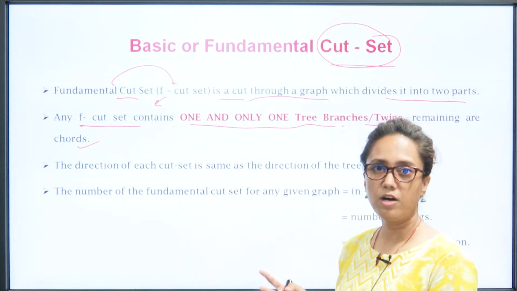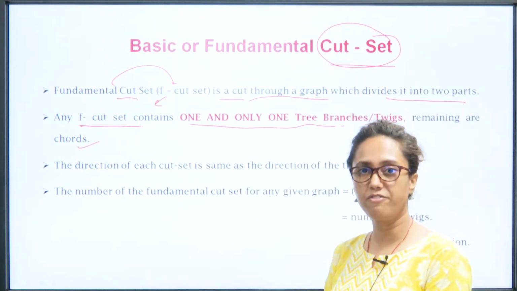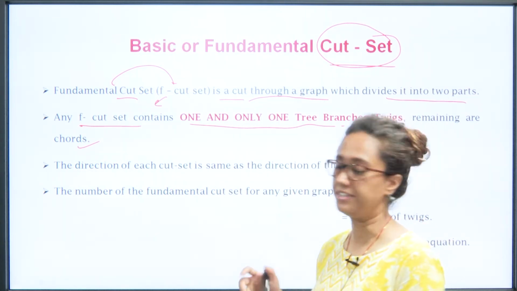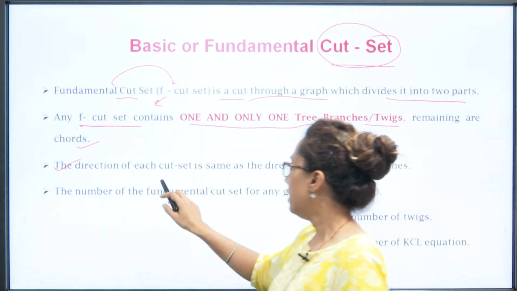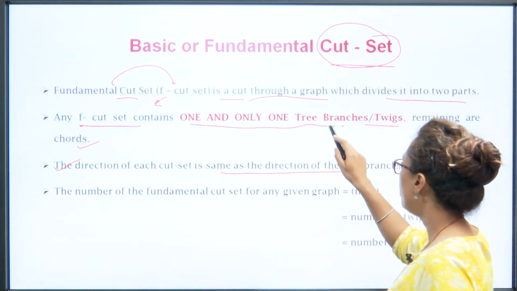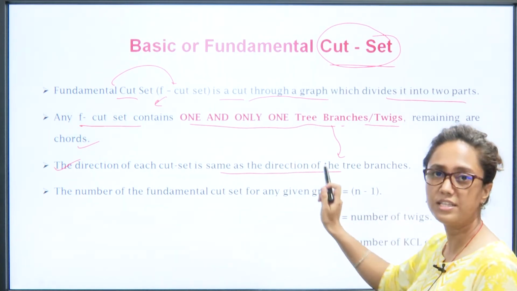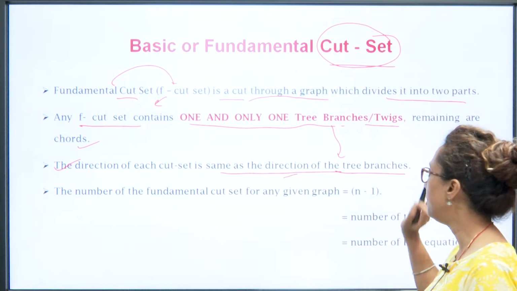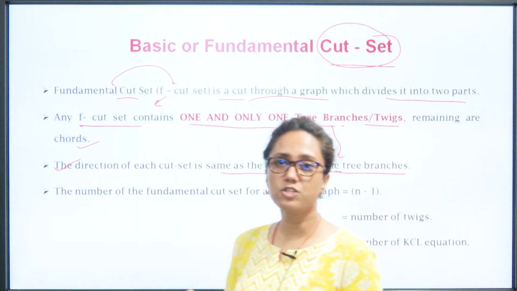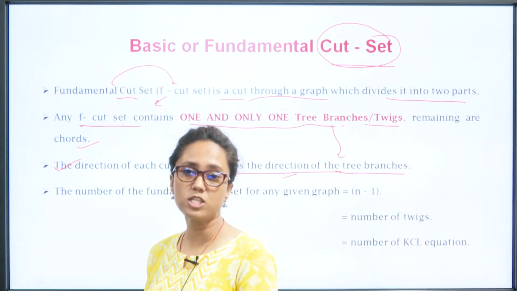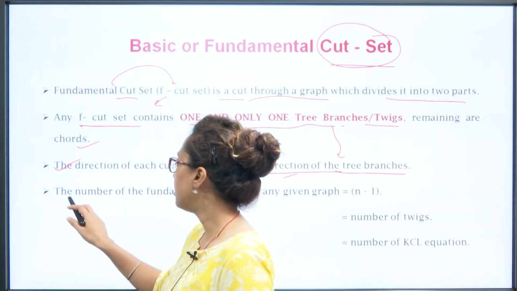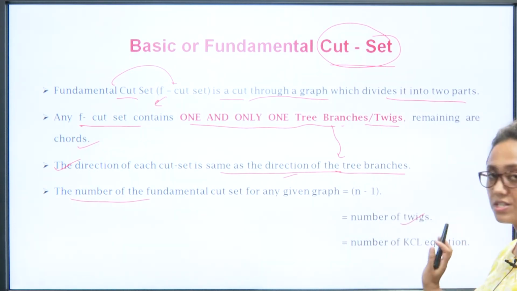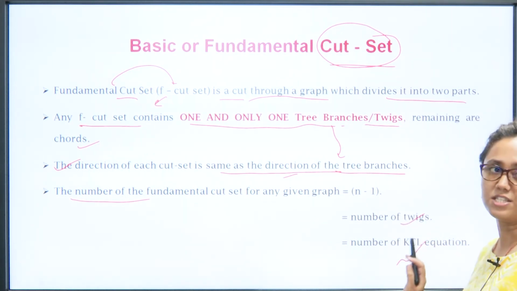So it is just the opposite of the fundamental loops. The previous one contained only one chord, and here it contains only one tree branch. Now the direction of each cut set is the same as the direction of the tree branch it contains, that will be the direction of your fundamental cut sets, right. For the previous one, the number of fundamental loops was b minus n minus 1. Now here the number of fundamental cut sets is n minus 1, which is equal to the number of twigs and also equal to the number of KCL equations, right.